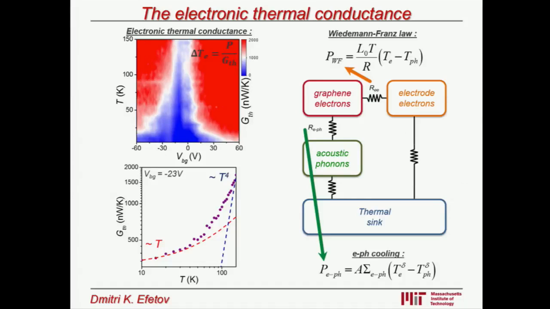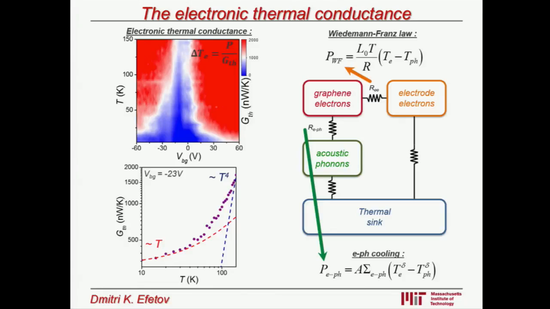So there's heat relaxation between the electrons in the graphene and the leads, for example, which is like an infinite cold reservoir. Also, of course, graphene electrons couple to acoustic phonons, as we knew before, and this is given by this T to the 3rd or T to the 4th power law, depending on the cleanliness of the device.